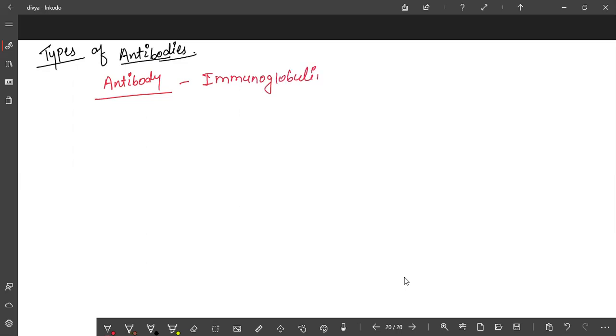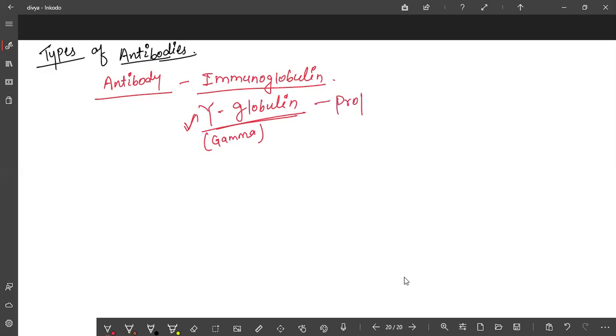Because globulin is protein, and especially gamma globulin, alpha globulin, beta globulin. So which type of globulin will produce antibody? What will be the answer? Gamma. Gamma globulin produces antibody. Is it clear to you?